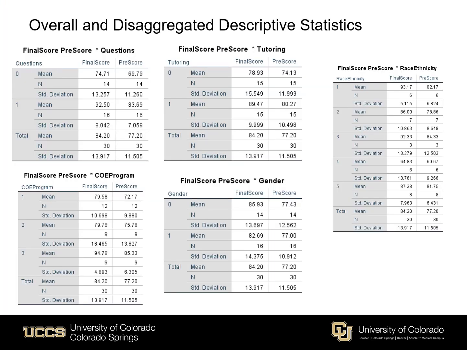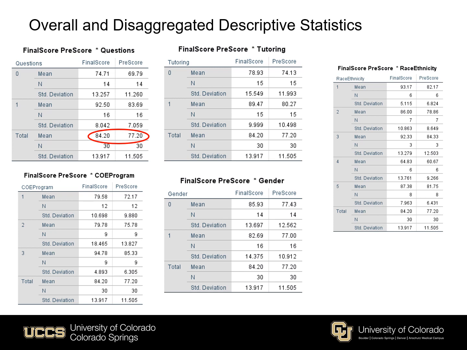Before doing any regression analyses on these data, I always encourage students to first look at overall and disaggregated descriptive statistics for the data set. On this particular slide, I have some tables that represent both overall and disaggregated descriptive statistics, and I'll show you later on in the module how to ask SPSS to give you these data. But just as a high-level look, we can see in the red circle, for example, that the average pre-score for the students was 77.20, and that's about 7 points less than the average final score for those students, 84.20. So that's an example of looking at some overall descriptive statistics.